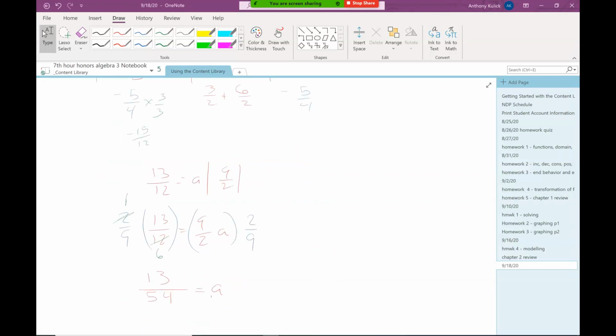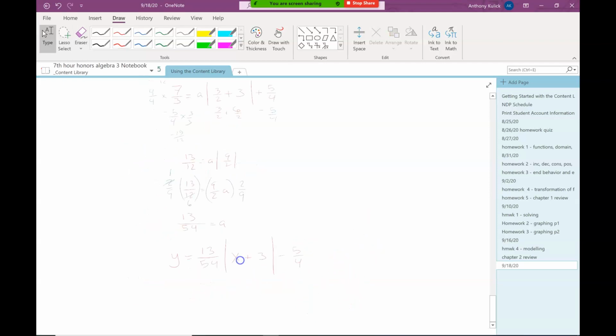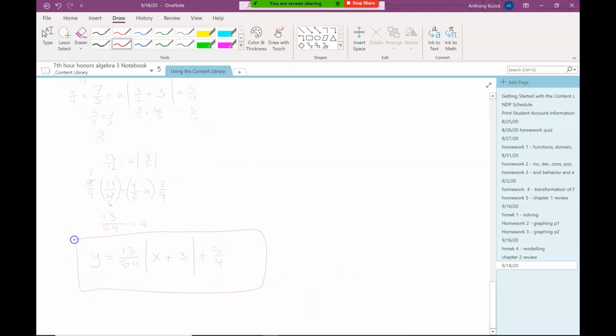Anyway, so we found our value for A, and now we just need to put everything back together. So A times absolute value of x minus h plus k, which was, what was it, 5/4 or something? I need to go back and look. Plus 5/4. Is everybody okay there?